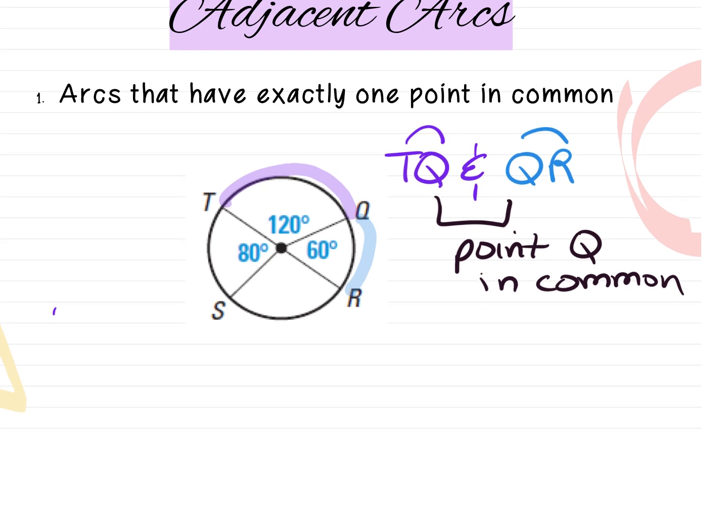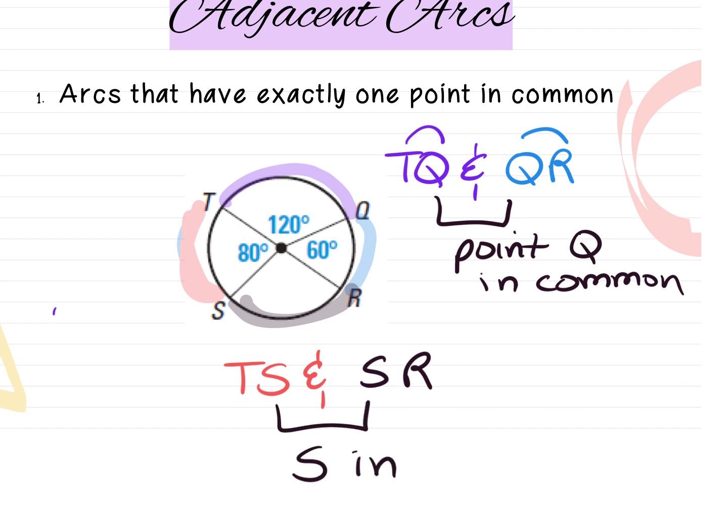Another pair, there's multiple here, another pair of adjacent arcs could be TS is adjacent to SR. They're right next to each other, and they both have in common the letter S. So these are just some examples of adjacent arcs.